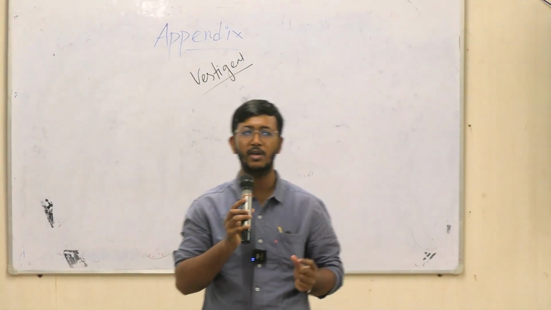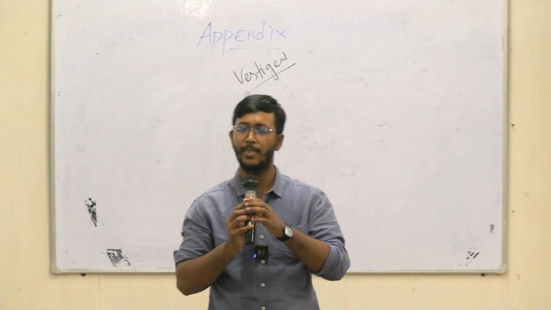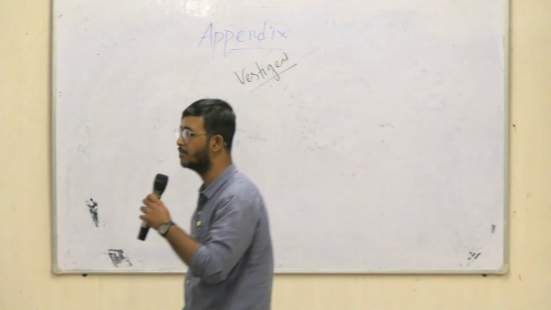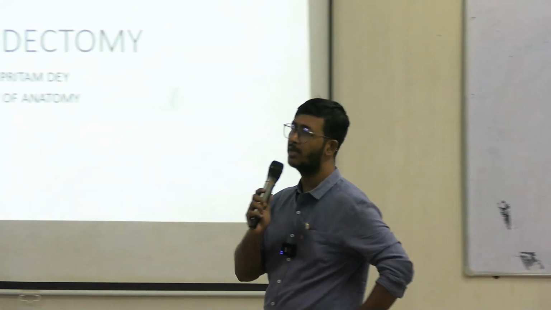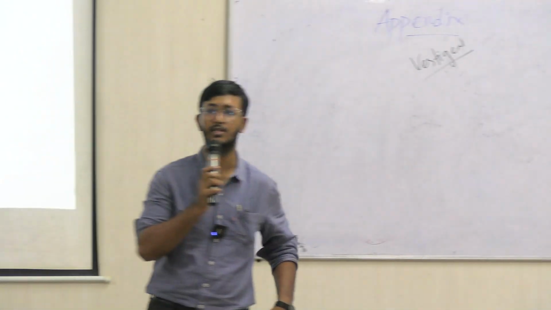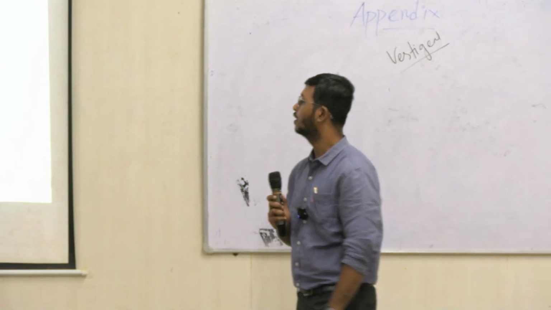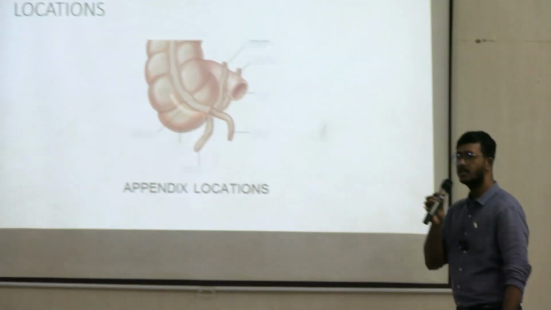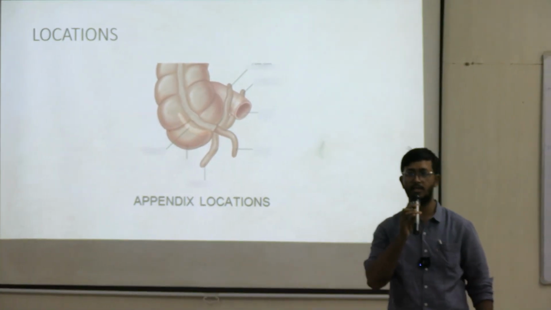What is meant by gut? Gut is our intestine. We have some amount of bacteria which makes it useful. Now coming to the various locations of appendix, where the appendix is basically present. So these are the various locations where the appendix is present.